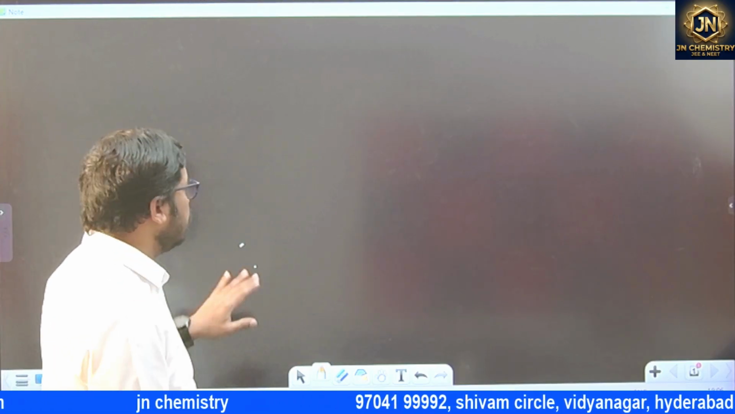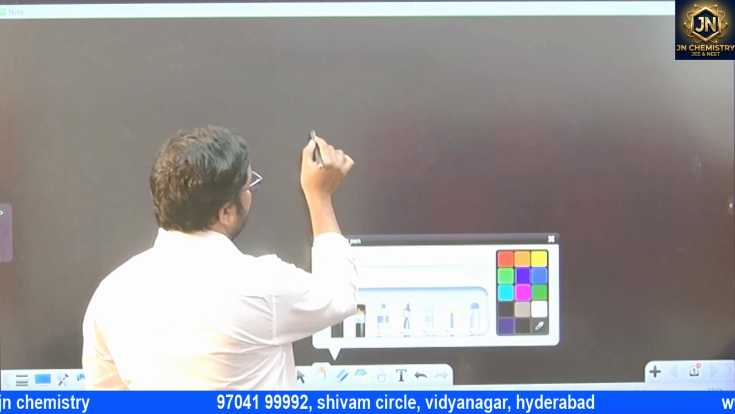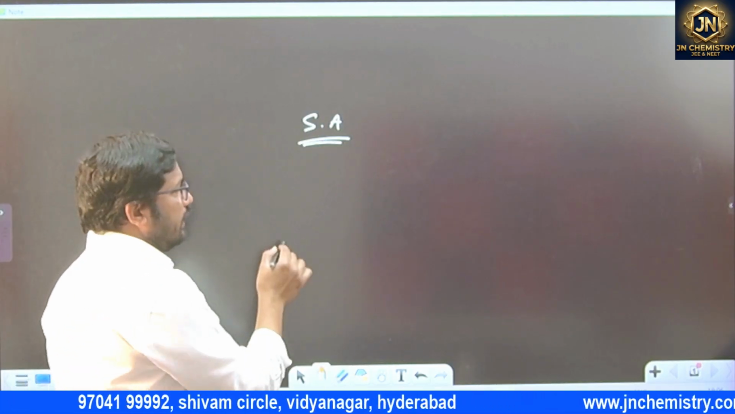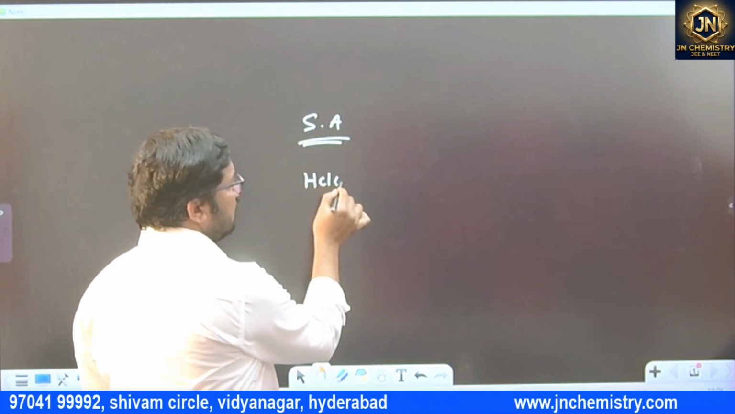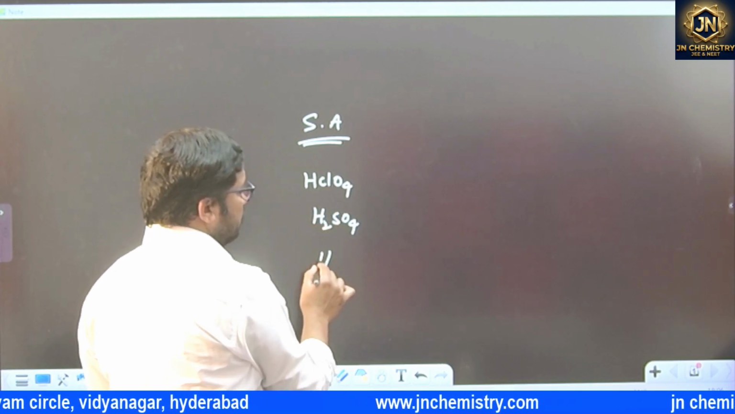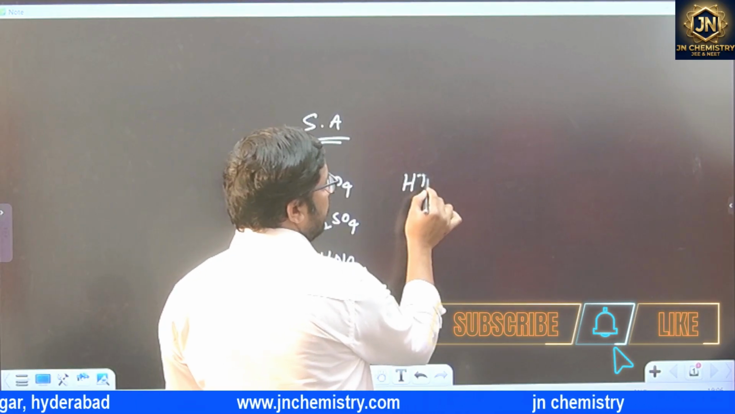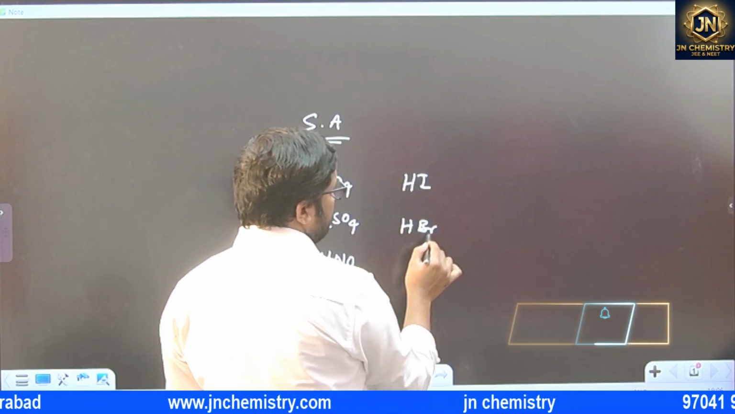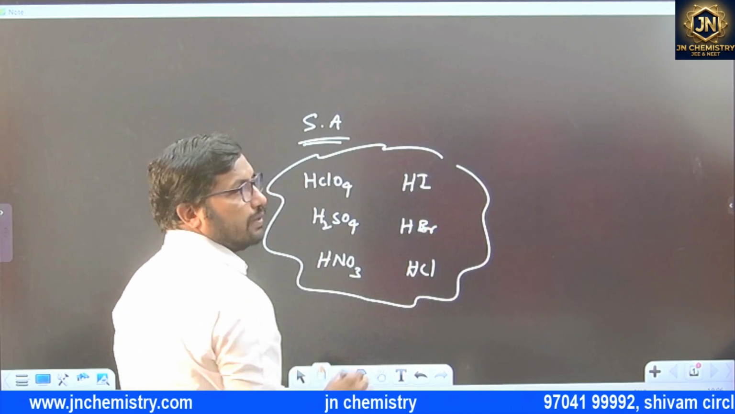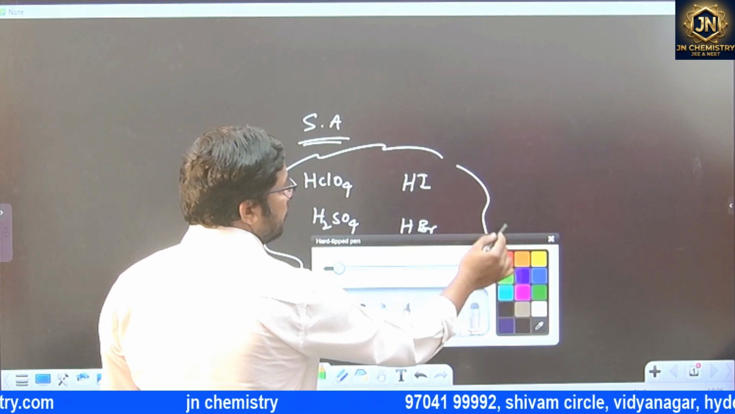In the strong electrolytes, I gave you the strong acids, right? What are the strong acids? 6 acids which I gave you: HClO4, H2SO4, HNO3, HI, HBr, HCl. So these 6 we need to remember.